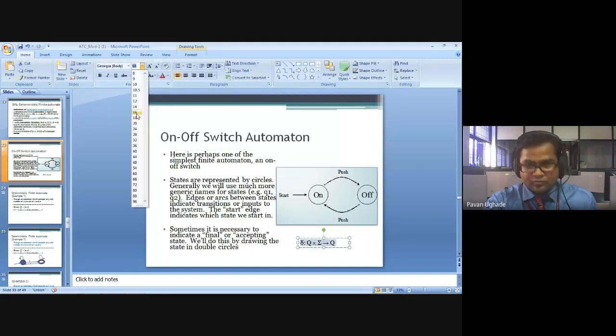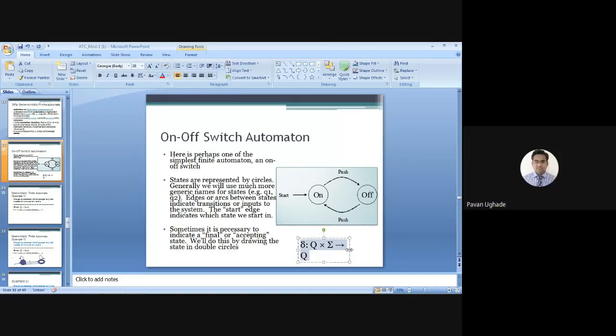I'll simply transition state. Okay, state on. What is the alphabet it has? Over push. Where does it go? Off. Is it a different state?